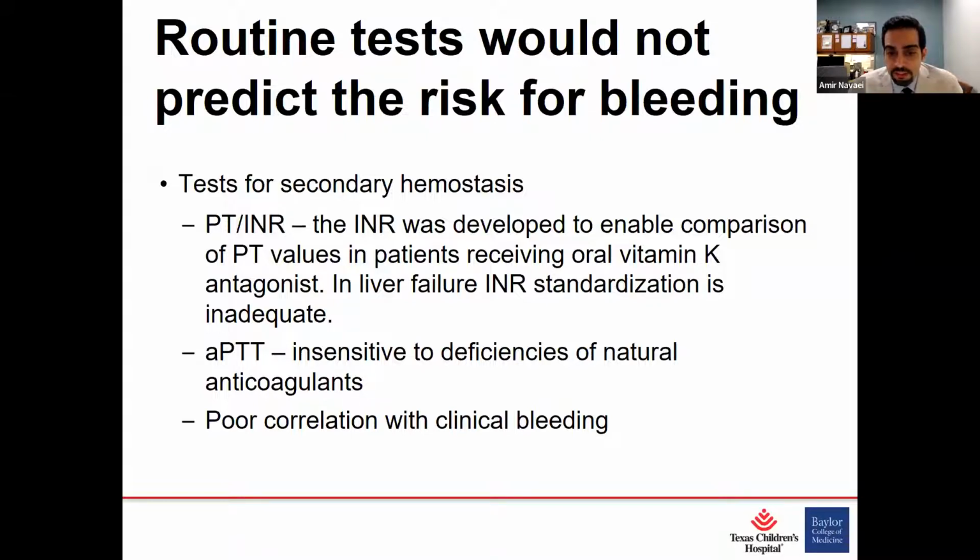APTT also is insensitive to deficiencies of natural anticoagulants. It needs a significantly decreased amount before it can show a change, and it also gets affected by lupus anticoagulant, C-reactive protein, and antiphospholipid antibodies, the phospholipid binders, basically. That's why it is not unexpected to see a poor correlation of APTT with clinical bleeding.